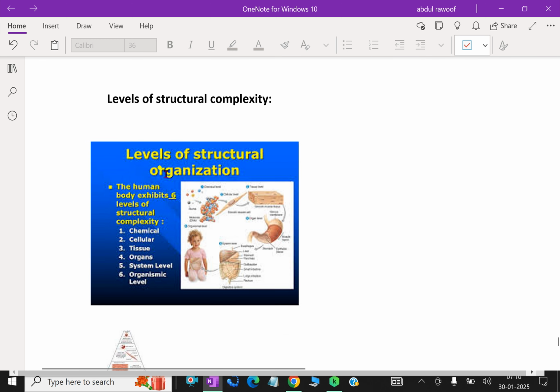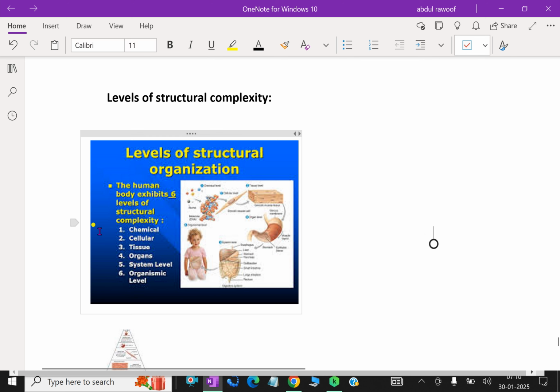Look at here, levels of structural complexity. In the human body, there are six levels of structural complexity: chemical, cellular, tissues, organs, system level, and organismic level. These are the six levels combined together in the body.